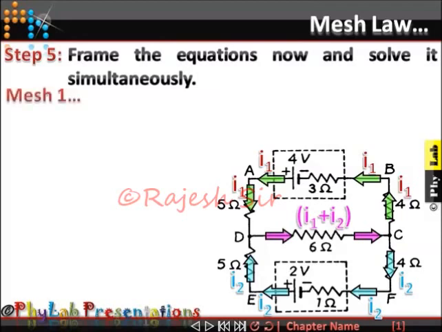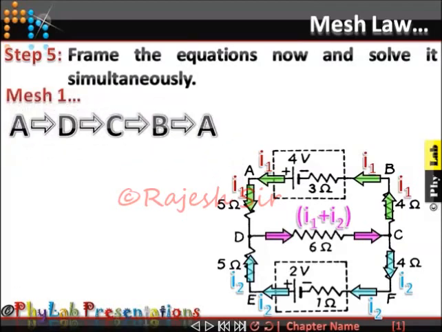Now which was the mesh we have taken? This was our direction of travel, let's say A to D. So this is the point A, then to D, then to C, then to B, back to A. While traveling from A to D, I am traveling along the direction of current and I am meeting a resistor. So the potential drop will be minus 5I1.